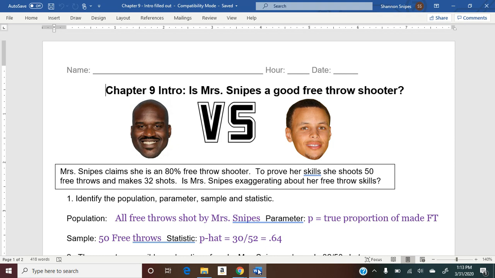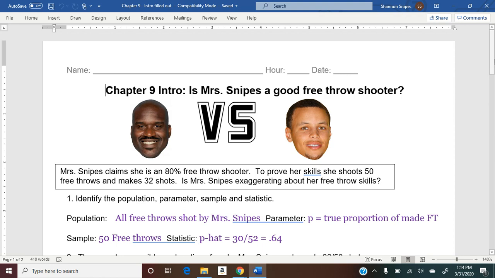So let's just do some review. The population in this problem is all of the free throws shot by me. The parameter is P, the true proportion of free throws that I would actually make. Your sample here would be the 50 free throws that I shot, and your statistic is P hat, 32 out of 50, so 64%. On the surface, it appears that I may be exaggerating, because I'm claiming that I'm an 80% free throw shooter, but I did 50 free throws and only made 64%.